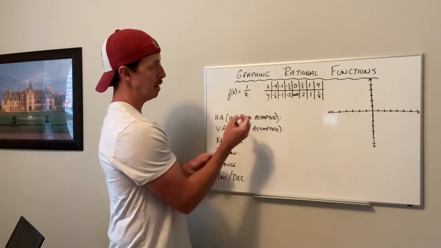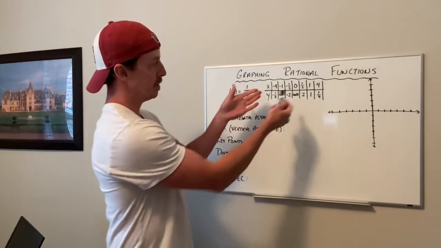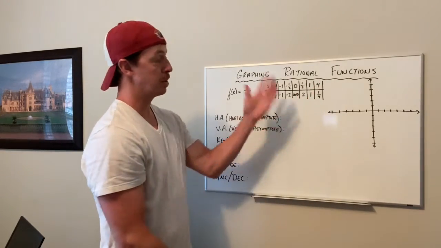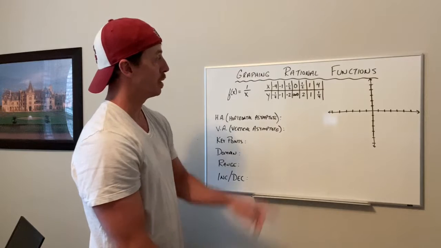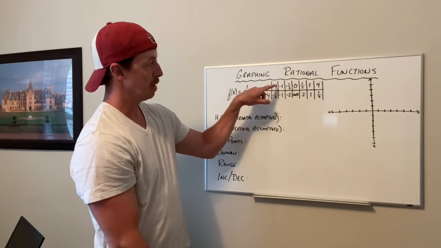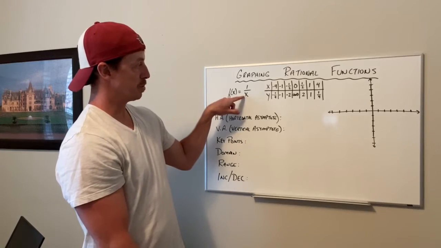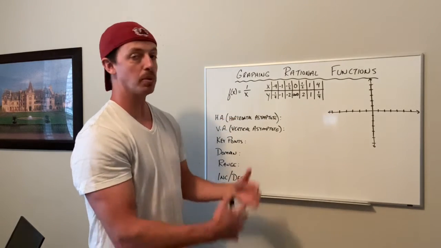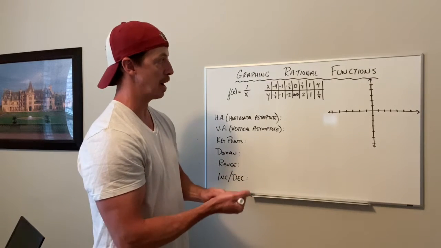And I went ahead and made a table for you. And I just chose these x values at random. You could actually pick whatever x values you wanted, but just to save you some time, I did it for you. We took these x values, we substituted them in for x in our function, and came up with those y values, and we're going to use that to come up with a graph.